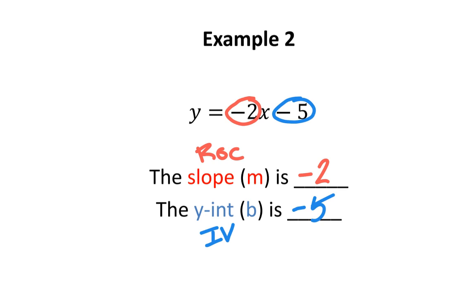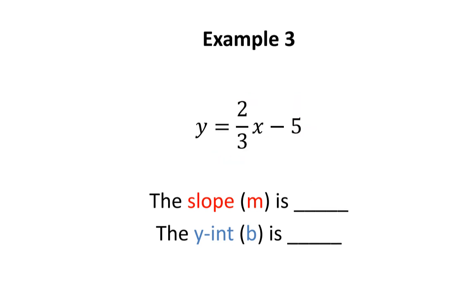It is important to pay special attention to the signs, as both the slope and y-intercept include the sign in front of it. Therefore, the slope is negative 2 and not just 2, while the y-intercept is negative 5 and not just 5.